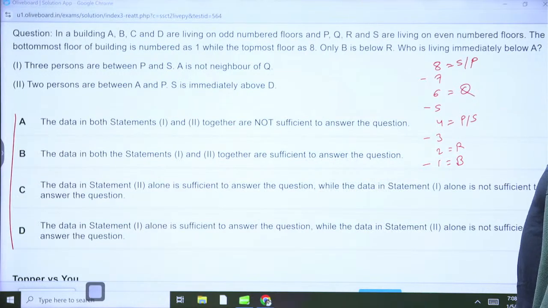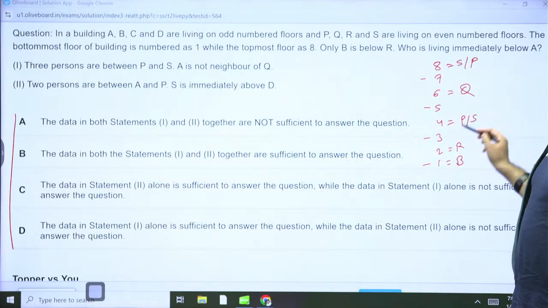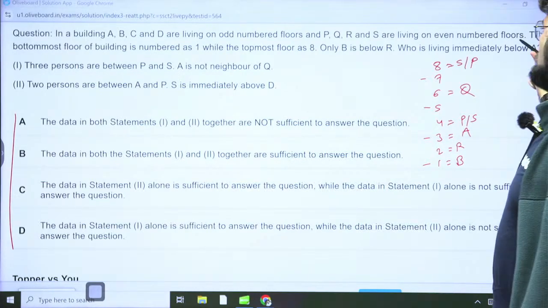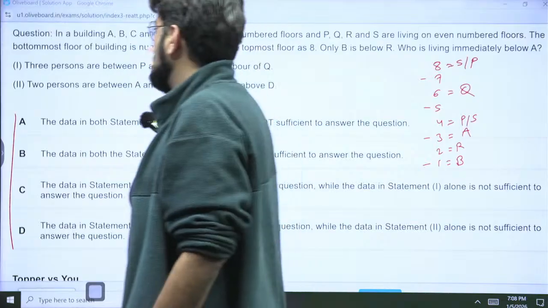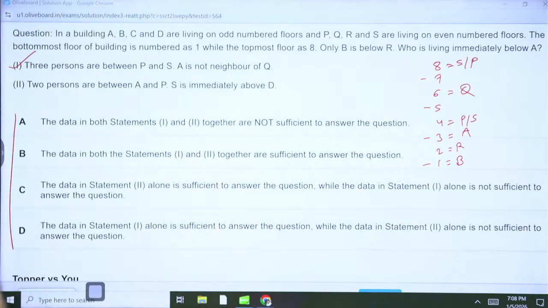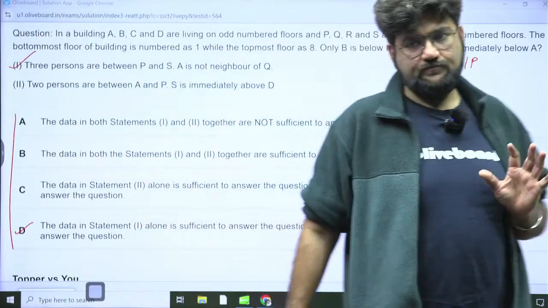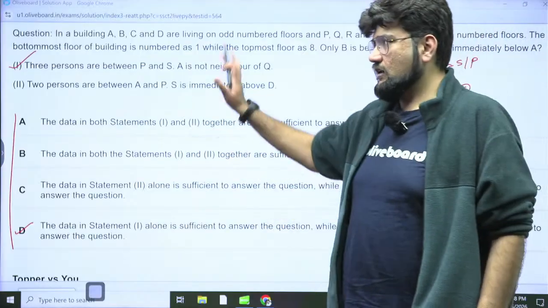And they are saying A is not the neighbor of Q. So A is not here, A is not here. That means A is definitely here. That means I know below A there are 2 people. So I am getting my answer. 1 alone is actually sufficient to answer my question. Now the moment I can see 1 alone is sufficient and there is no either or, please do not check for the other one. Not required. Simply tick on 1 alone, it is right.